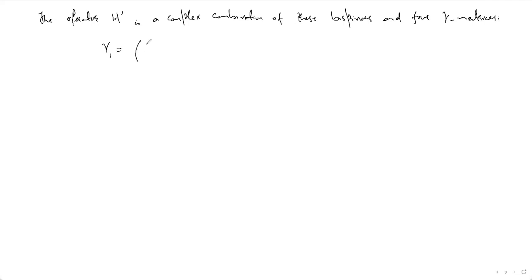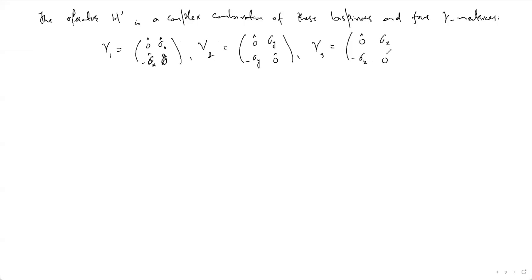Gamma matrix one is like sigma x, zero. They are all operators here, so I will represent it like this. Similarly, I have gamma two, given by zero, sigma y, and minus sigma y, zero. And gamma three is zero, sigma z, minus sigma z, zero. And what is gamma four? This is 1, 0, 0, 1.